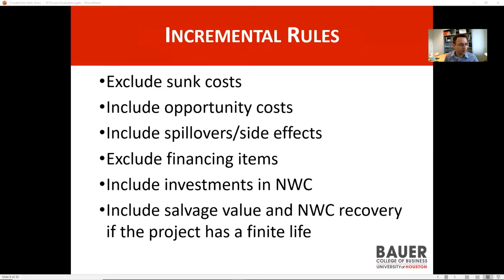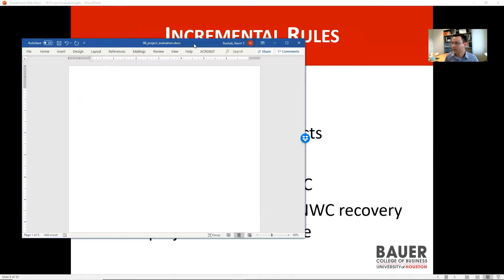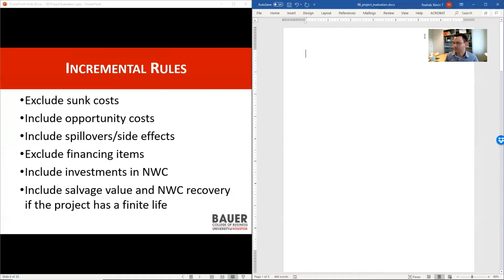Now you may recall from your econ lectures, if I pull up the whiteboard here, the definition of a sunk cost is a cost that you've already paid and you can't get back. It's sunk, it's gone. There's nothing you can do that's going to get it back. So you may as well ignore it. There's nothing you can do about it. So it shouldn't affect your decisions going forward if it's already sunk.